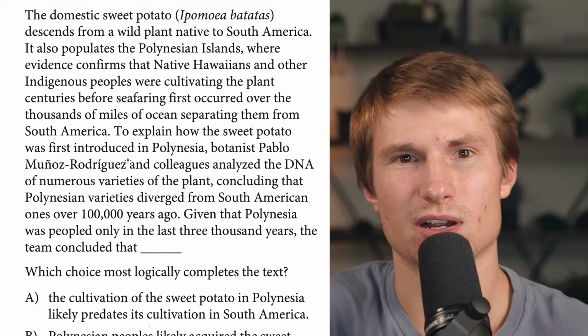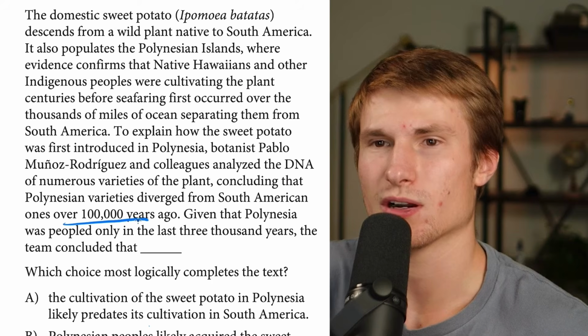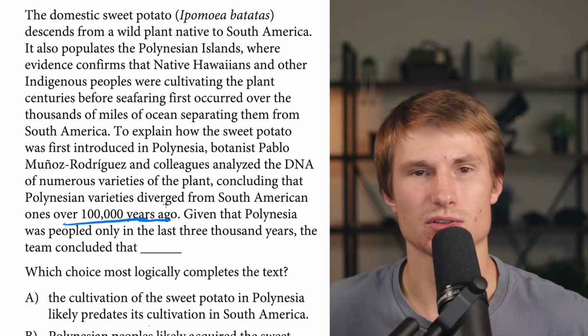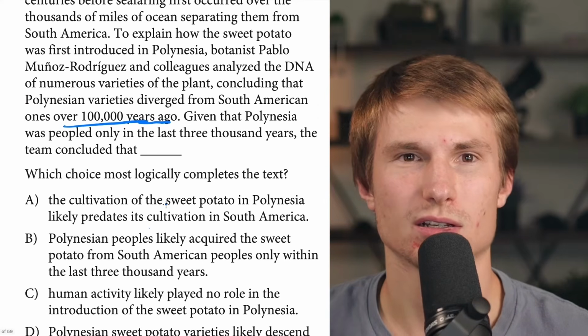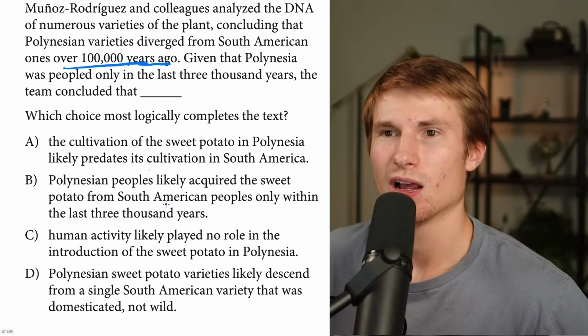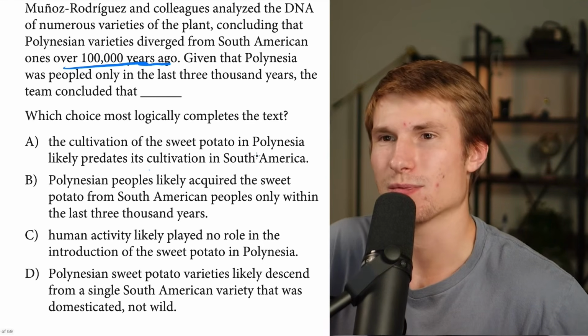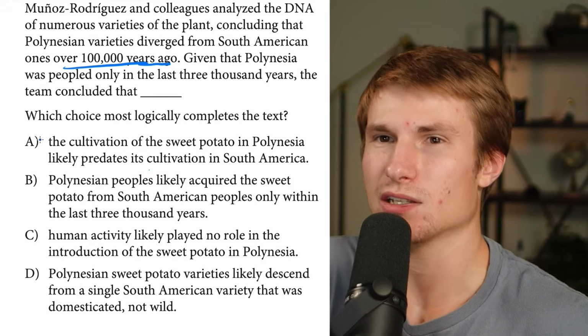Okay, so in South America, right here, concluding that Polynesian varieties diverged from South American ones over 100,000 years ago. So the South American ones already existed, and so did the Polynesian ones, even though people hadn't gotten to Polynesia yet. So it was already in Polynesia before people were there. Option A, stating that the cultivation of the sweet potato in Polynesia predates its cultivation in South America, there's not any support for that, so we can get rid of A.